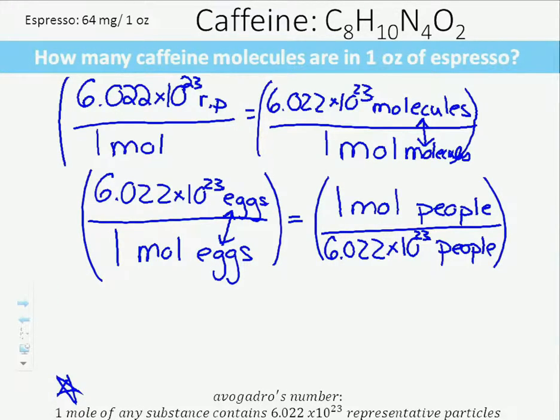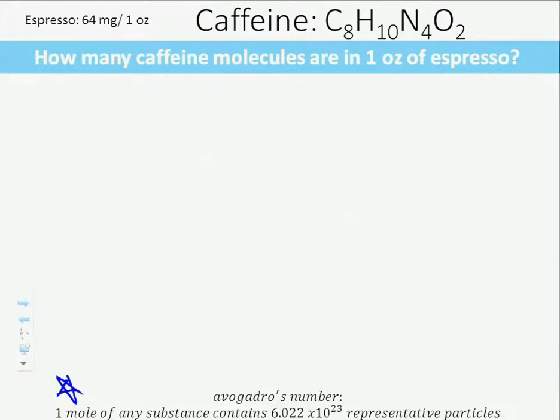So let's see how we're going to use this. Let me erase this. So let's see how we're going to use Avogadro's number. So the question is, how many caffeine molecules are in 1 ounce of espresso? Anytime you see molecules, note you can only get there via moles. You can never go straight from grams to molecules. You have to stop in the middle.